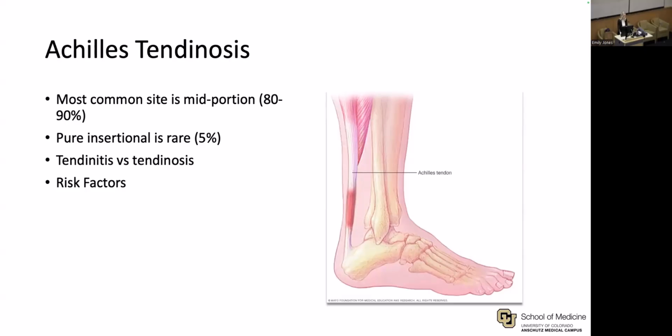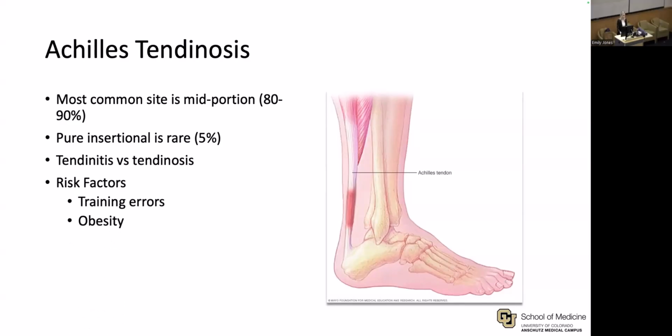And then risk factors for this, training errors. So you're going to be listening for a recent increase in distance and intensity or length of activity. Worn shoes, we recommend people replace their shoes every 250 to 500 miles, which for people who are training for marathons, you can actually get through 500 miles pretty quickly. And it's for sure an investment.